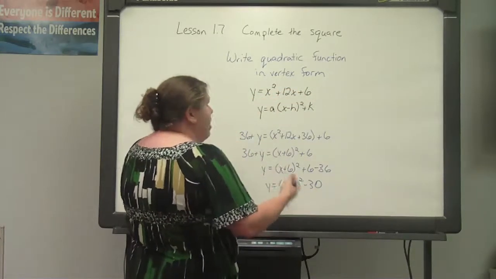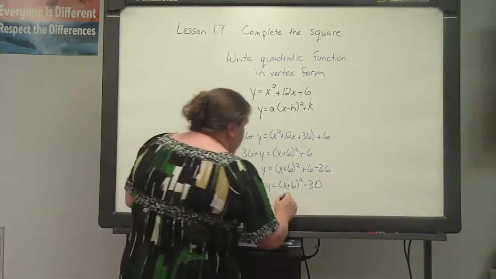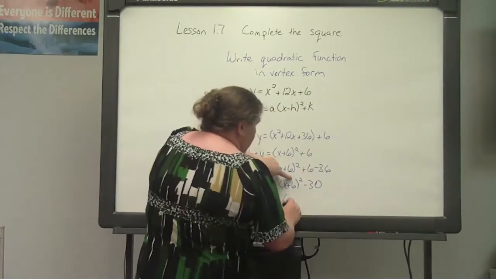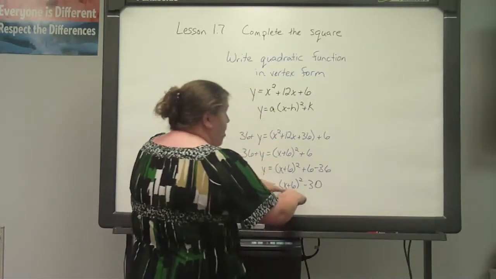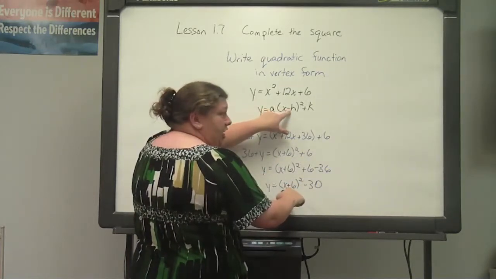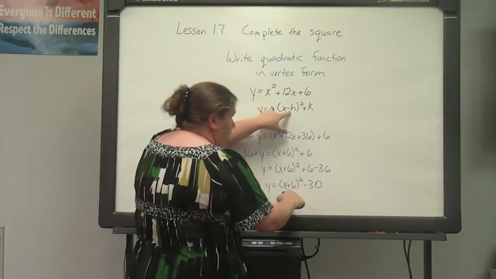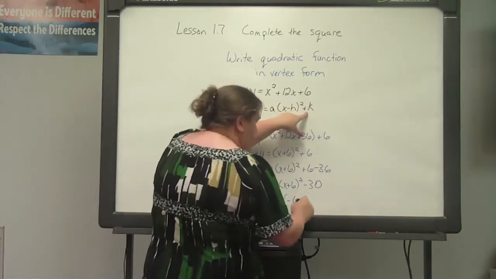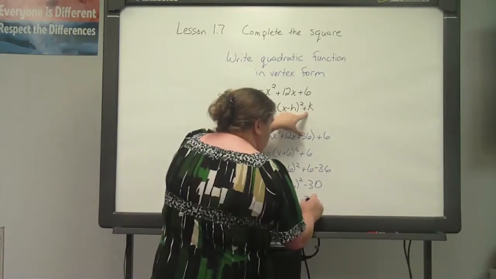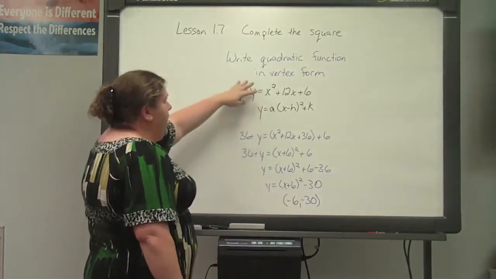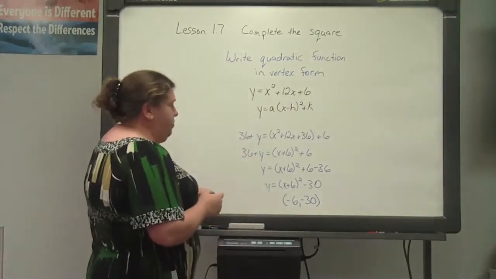So what would the vertex be? The vertex is our h and our k. So it would be a negative 6, because a minus a negative gets us our positive, and we need a negative from the original form. And then my minus 30, it should be a positive. So I'm going to say negative 30 is my y. And there's my vertex in x squared plus 12x plus 6.